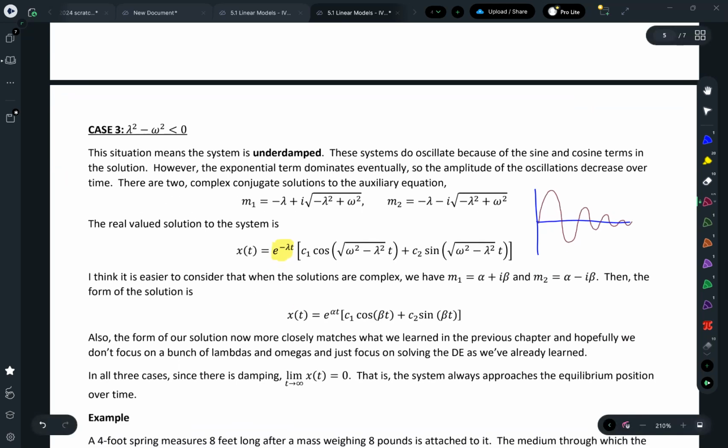Of course, just putting my own 2 cents in here, when the solutions are complex, I find it simpler to consider the case where m1 is alpha plus i beta and m2 is alpha minus i beta, and then the solution form is the same as it was in 4.3. x of t is e to the alpha t times c1 cosine of beta t plus c2 sine of beta t. And just to stress, this beta is not the damping constant beta.